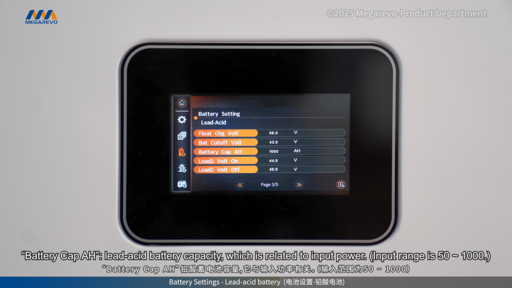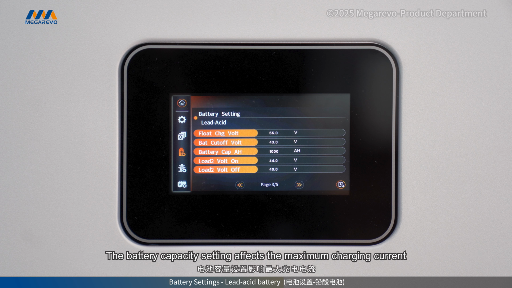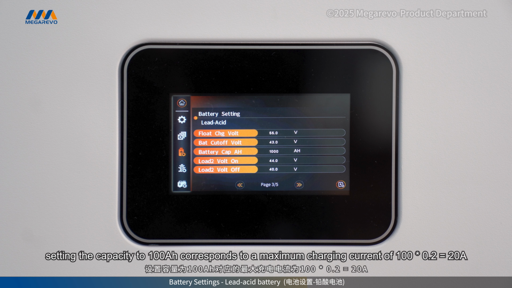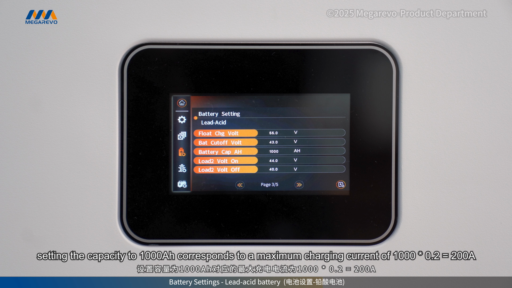Battery cap AH, lead-acid battery capacity, which is related to input power. Input range is 51-1000. The battery capacity setting affects the maximum charging current. The machine defaults to a 0.2 C charge-discharge rate for charging. For example, setting the capacity to 100 Ah corresponds to a maximum charging current of 100 × 0.2 equals 20 A. Setting the capacity to 1000 Ah corresponds to a maximum charging current of 1000 × 0.2 equals 200 A.